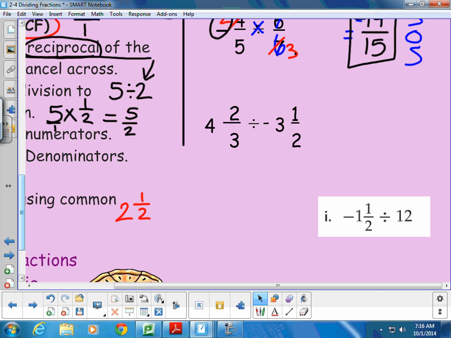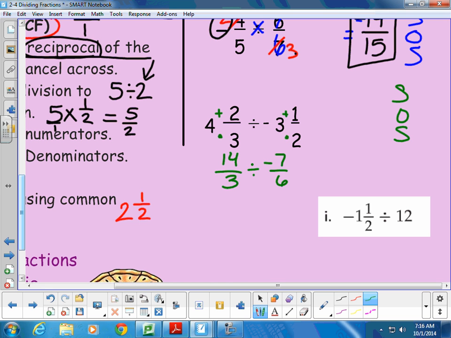4 2/3 divided by negative 3 1/2. Divide, change shape, operate, simplify. This one I do need to reshape. I need to put them in improper fraction form. So 3 times 4 is 12, plus 2 is 14 thirds. That's going to be divided by 2 times 3 is 6, plus 1 is 7, a negative 7/6. Before I can start my cross-canceling, I need to flip the second and multiply.